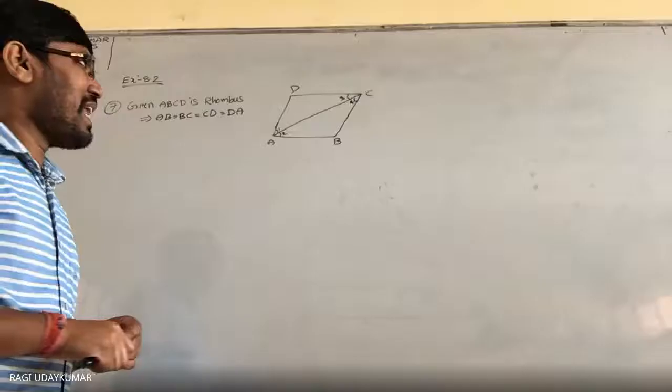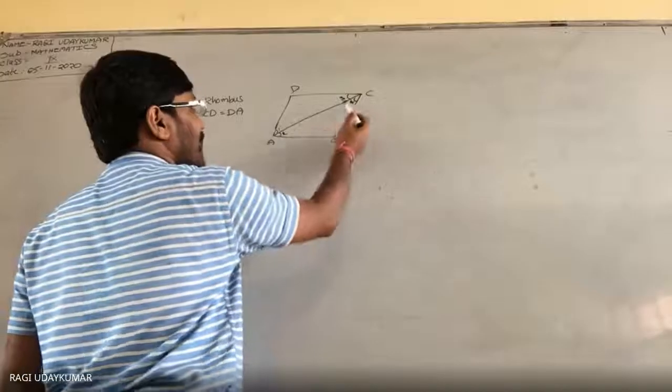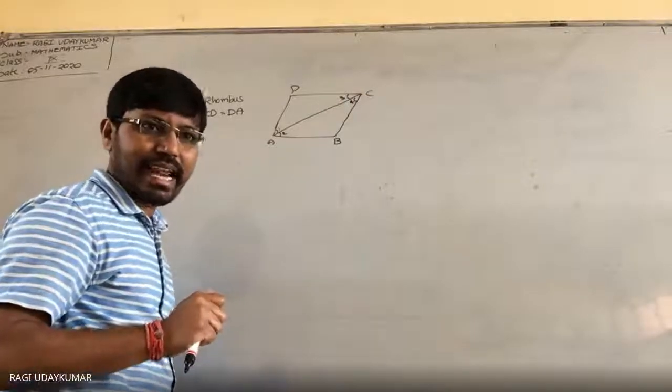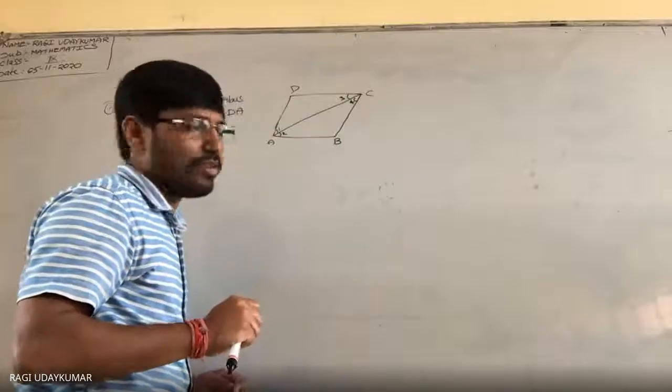Sir, first alternate interior angles. First means angle 1 equal to angle 4 and angle 2 equal to angle 3, alternate interior angles. Angle 1 equal to angle 4, angle 2 equal to angle 3. Okay, alternate interior angles. But we need angle 1 equal. How do you show angle 1 equal?